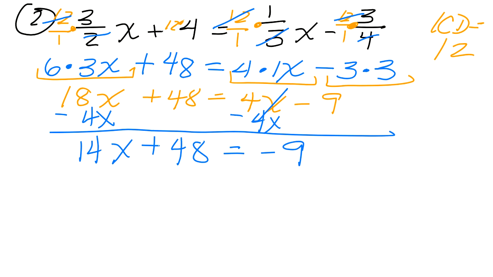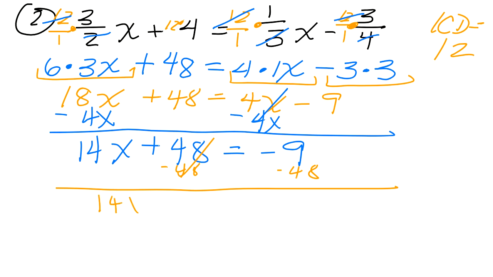And now once again, I'm in a situation where I have a two-step equation. So 2 things to move. Minus 48, which is going to give me 14x equals -57. I think -9 minus 48. Just want to double check so I don't mess this up. Yep, -57. And now I have to divide both sides by 14.